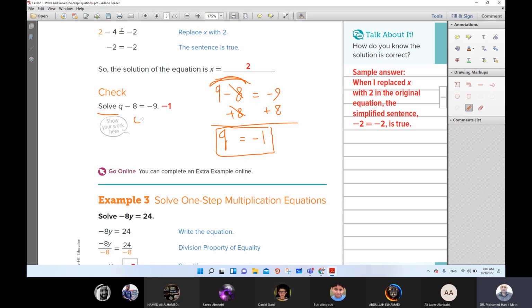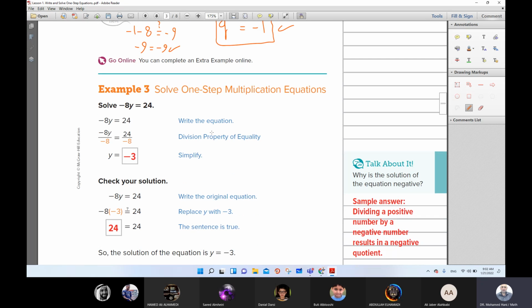How to check? Go back to the same equation. Put the value of q, negative 1. Is negative 1 minus 8 equal to negative 9? Negative 1 plus negative 8 will be negative 9. Yes, negative 9 equals negative 9. This is a true equation, which means this is a true solution.